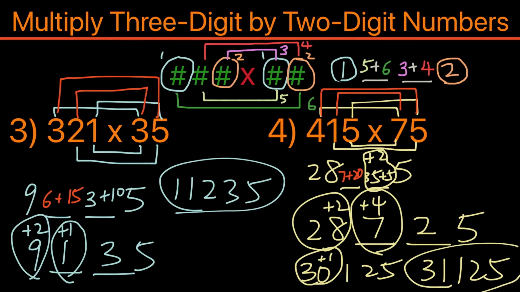So our final answer is 31,125. By inputting the number 415 times 75 in a calculator, you will see the answer is 31,125.